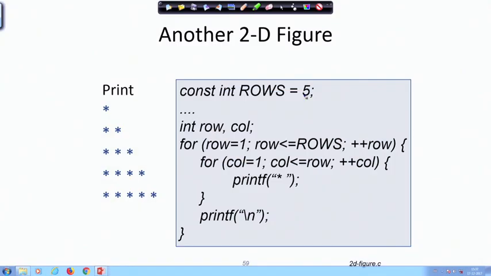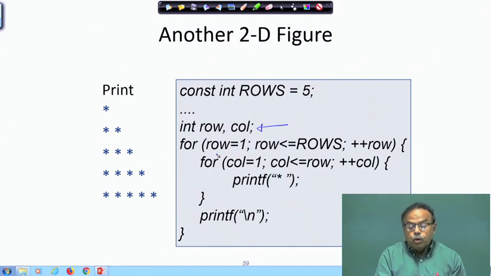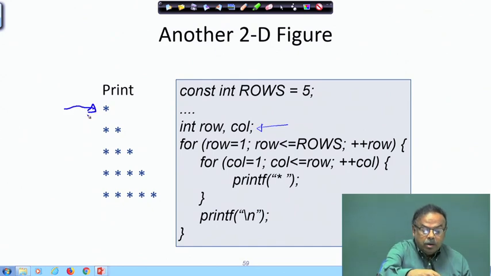Constant integer rows is 5, that I have not made variable. There are 2 integers, row and column. For row equal to 1, I start with row as an index, and row less than rows, less than 5, plus plus row, what do I do? Column equals 1, I will do up to column less than equal to row. So, first row column 1, column is less than equal to row, only once I will print, then plus plus column. So, column becomes 2, but what is my row? Row is 1, still I am pointing at this row, row is 1.